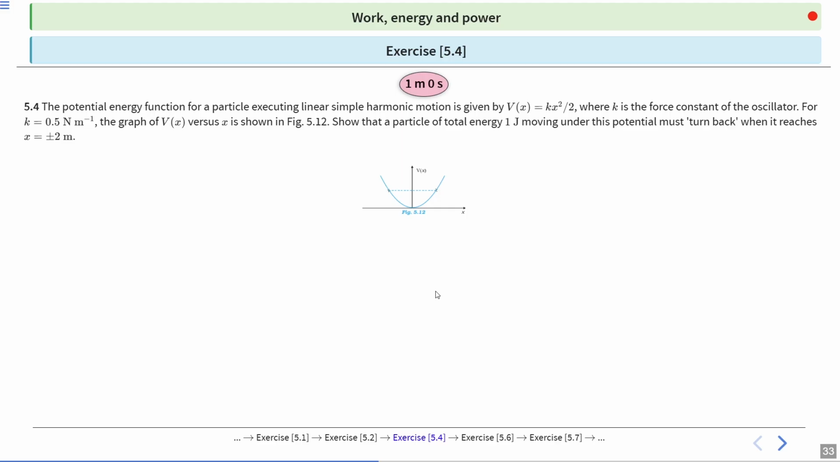The potential energy function for a particle executing linear simple harmonic motion is given by V of x is equal to kx square divided by 2, where k is the force constant of the oscillator. For k is equal to 0.5 Newton per meter, the graph of V of x versus x is shown in figure 5.12. So the particle of total energy 1 joule moving under this potential must turn back when it reaches x is equal to plus minus 2 meter. So please think about it and solve this question.